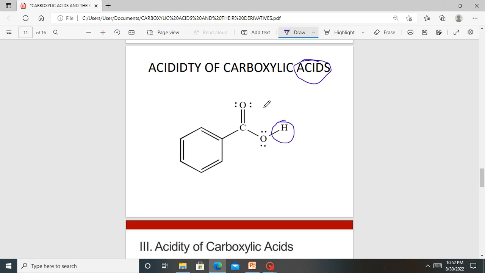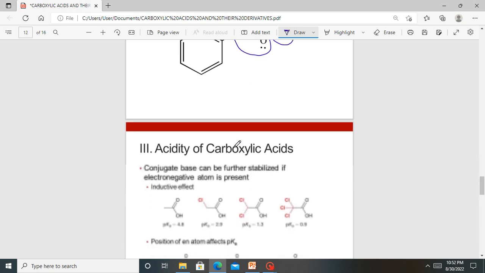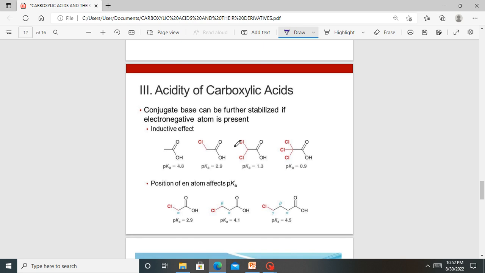When this hydrogen leaves, the remaining system is called the carboxylate system, or the carboxylate ion. Because they can lose this hydrogen to a base, or a proton-deficient species, we say they are acidic. Several factors affect the acidity of carboxylic acids. Two known ones are the inductive effect and the mesomeric effect, which we are going to look at in the next slide.